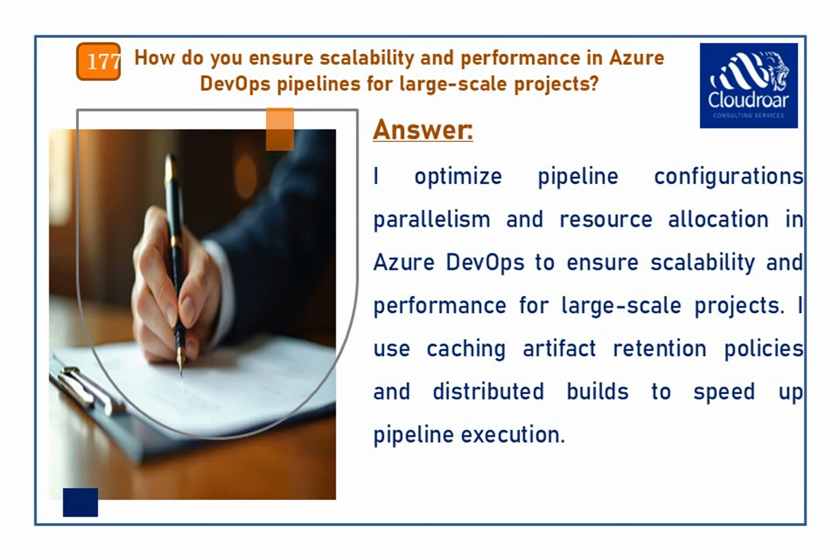Question 177. How do you ensure scalability and performance in Azure DevOps pipelines for large-scale projects? I optimize pipeline configurations, parallelism, and resource allocation in Azure DevOps to ensure scalability and performance for large-scale projects. I use caching, artifact retention policies, and distributed builds to speed up pipeline execution.